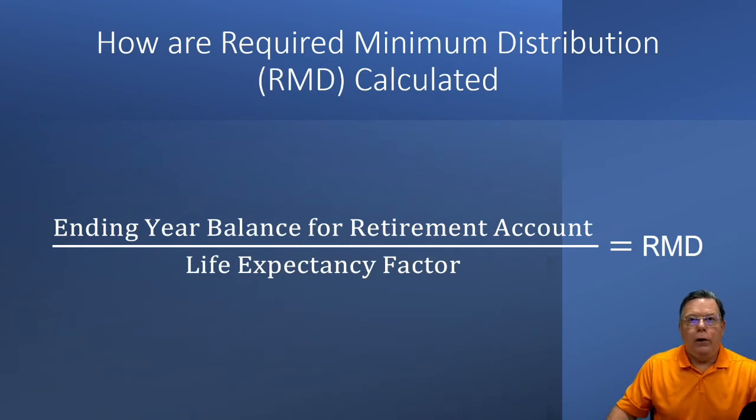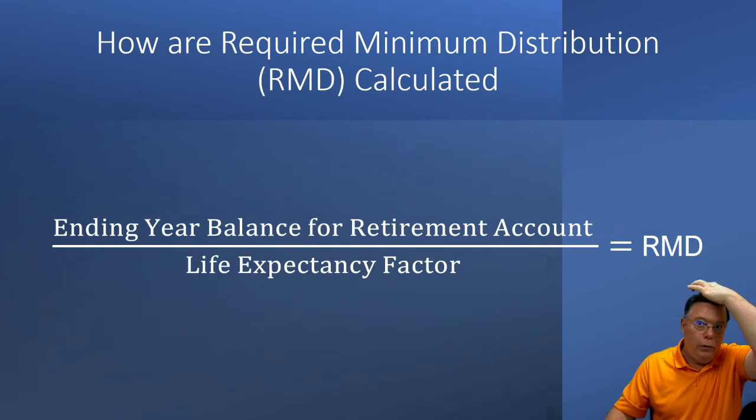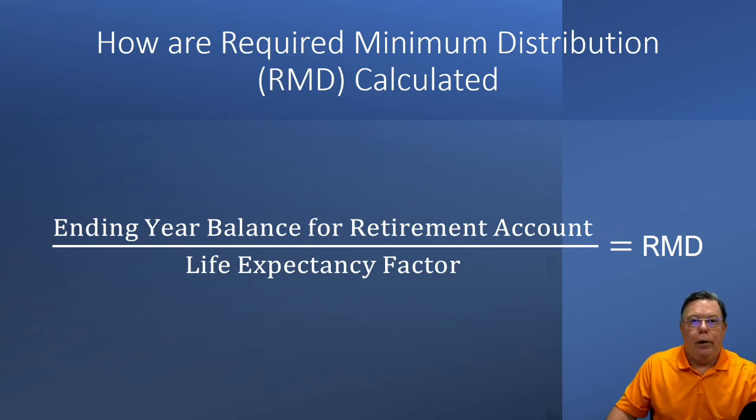So very simply, I don't like to use a lot of words in my presentation here, but this is probably necessary. This is how it's calculated. They take the balance at the end of the year for your retirement accounts, and they divide it by this life expectancy factor to get your RMD. So if I turned 72 this year, I would look at last year, the very last day, how much did I have in my retirement accounts? And I would divide that by the life expectancy factor.